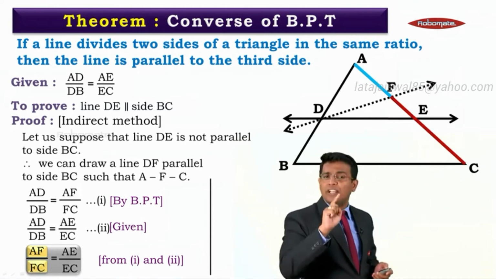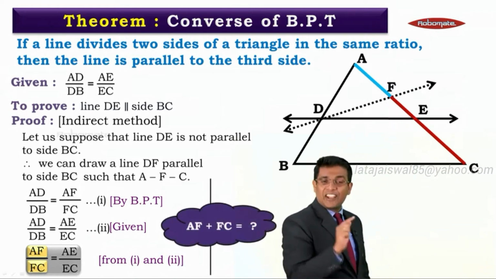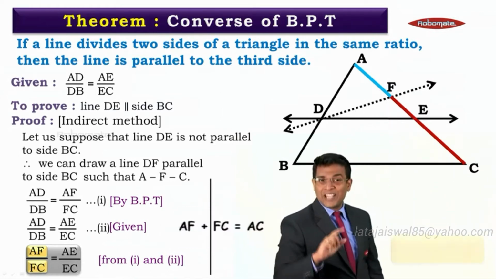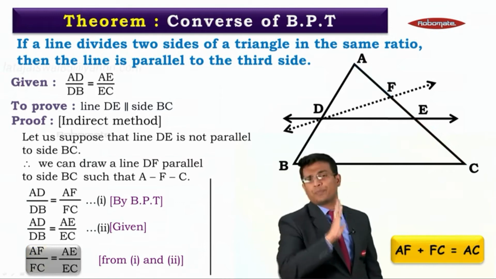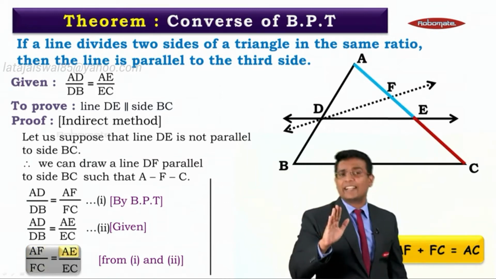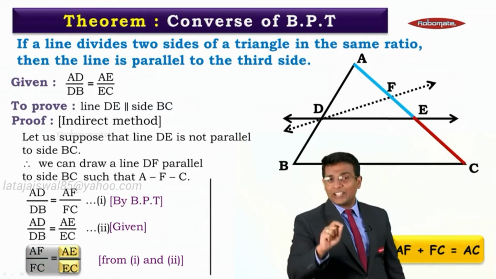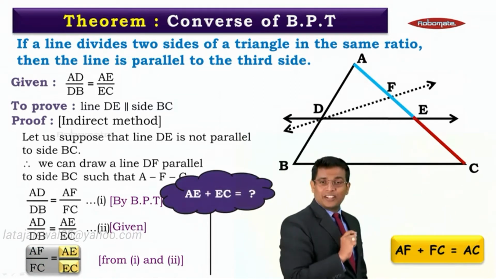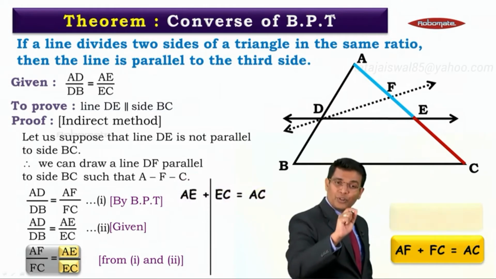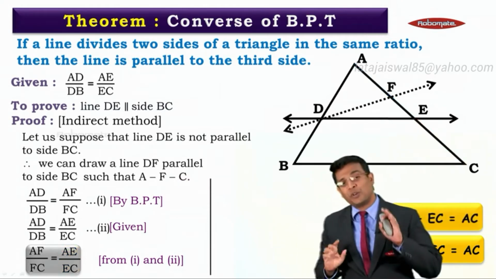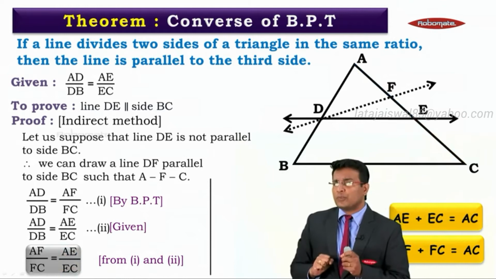Now, AF and FC together gives you what? AF plus FC is nothing but it is equal to AC. So, this is one result I want you to remember. Okay. Now, look at the right hand side ratio, AE and EC. If you look at these two, AE and EC together gives you what? AC. Beautiful. This is the next result which I want you to remember. Right. These are the two things which we have.